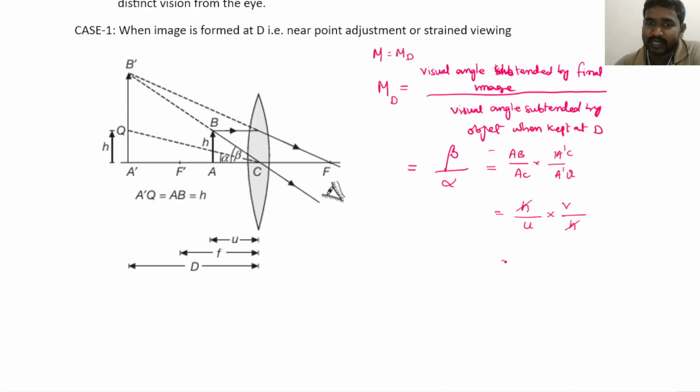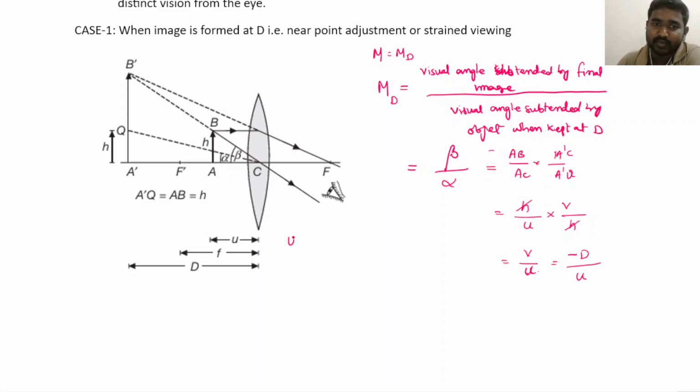Both h and h get cancelled. You got v divided by u. So you got v divided by u. How do we calculate v and how do we calculate u? Now we need to think. Here v you can simply take as minus d, and u we need to find out. That value we need to get from the lens formula.